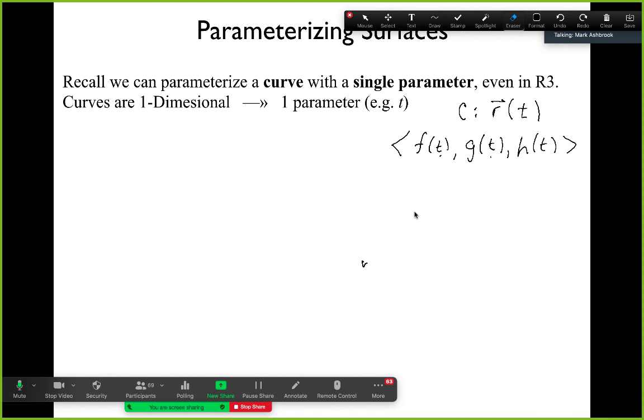All right, so therefore a surface then. What would we need for a surface? Could we do it with one parameter? No.